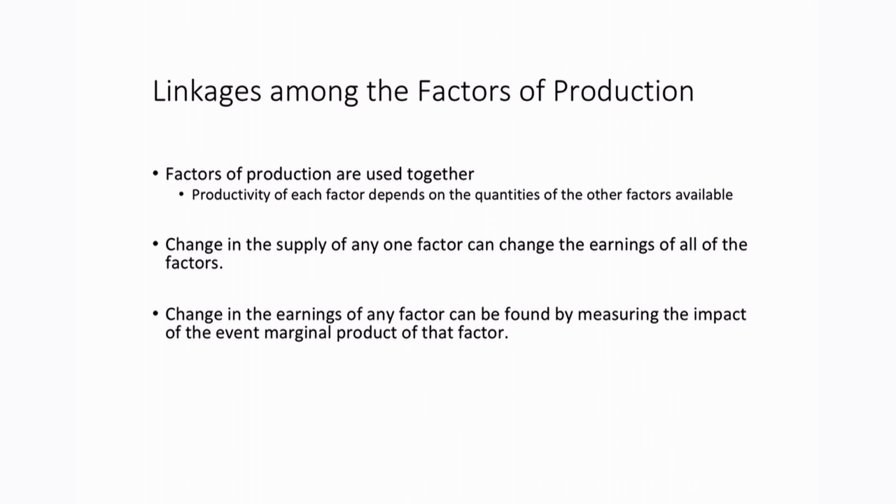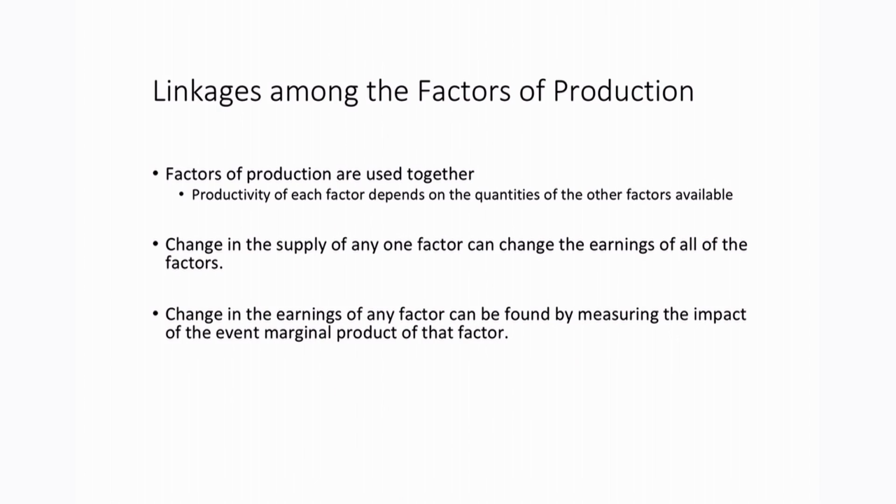Now, the factors of production are all closely linked together. We see that the productivity of one factor is going to influence the usage of other factors. Any change in the supply of one of the factors is going to affect the productivity and the earnings of all of the other factors. So therefore, the firm must take into account the changes in productivity and the changes in availability of one factor and how it'll affect the productivity of all of the other factors that it needs to use for the production of goods and services.